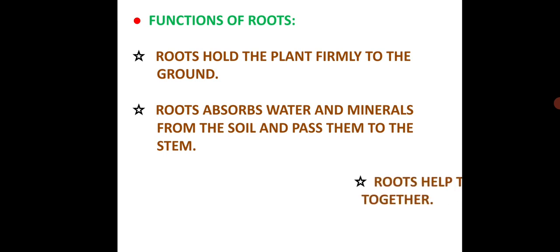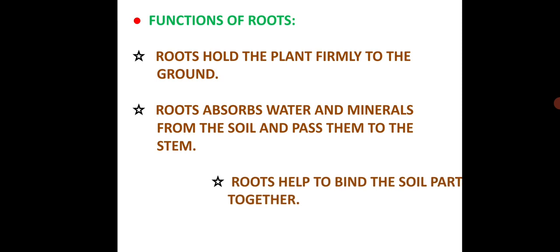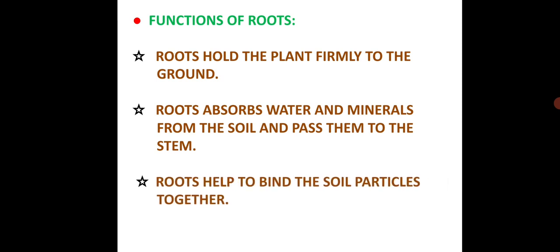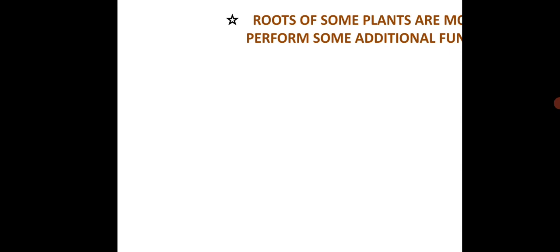Number 3, preventing soil erosion. Roots help in binding the soil particles together. In this way, roots prevent the soil from being blown away by the wind or washed away by water. Roots of some plants are modified to perform some additional functions.